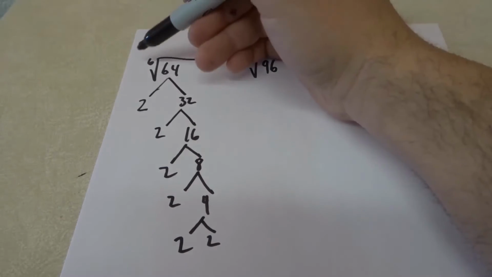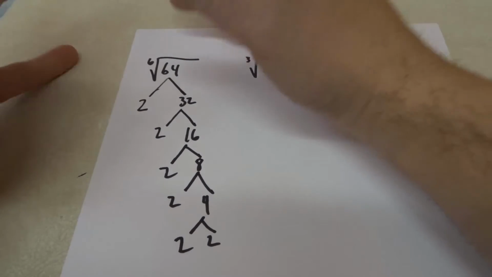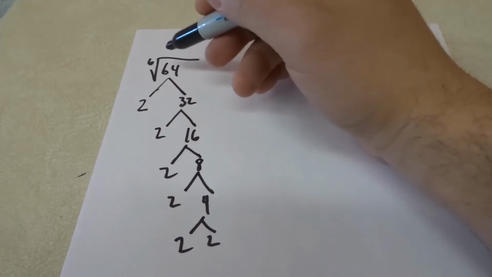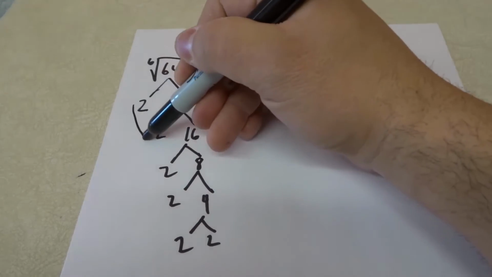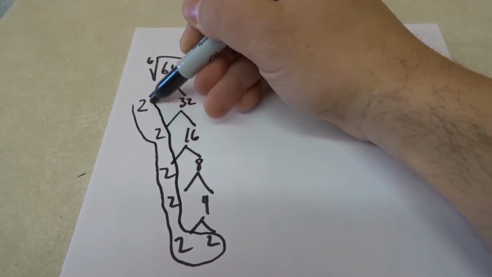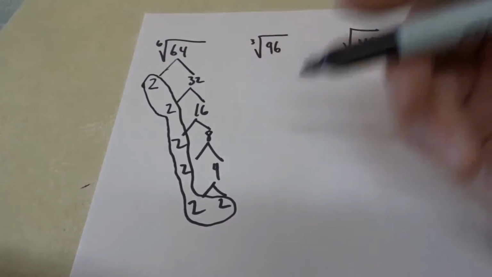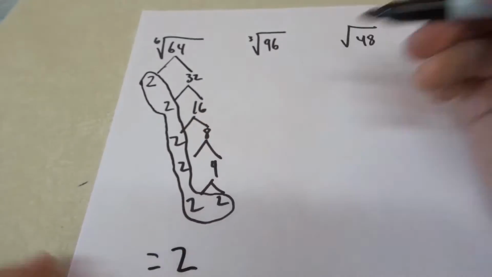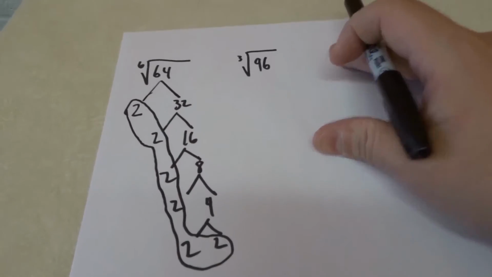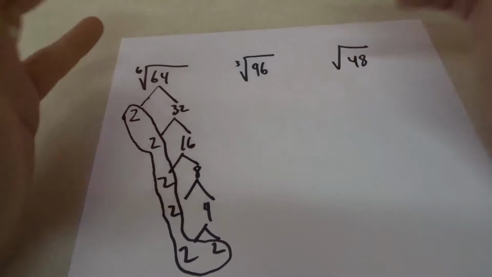So what we're looking for is this number, the 6. We're looking for a combination of 6 of the same prime numbers at the ends of the branches. What we have here is 1, 2, 3, 4, 5, 6 of them all together. Because we have 6 of them, we just write that number once. So our answer is equal to 2. It's really easy.